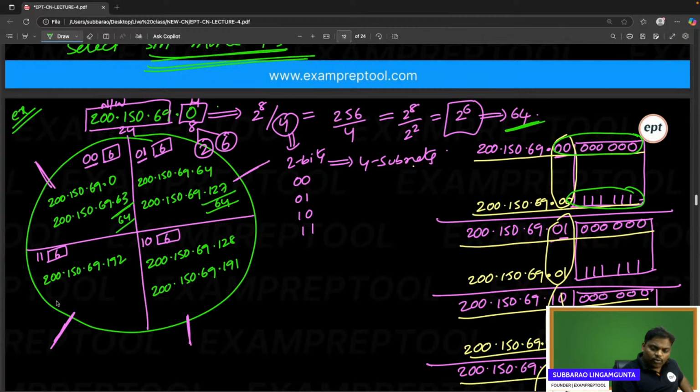What about this last one? Last one, 200.150.69, so what is the answer? I think it is going to be 255.